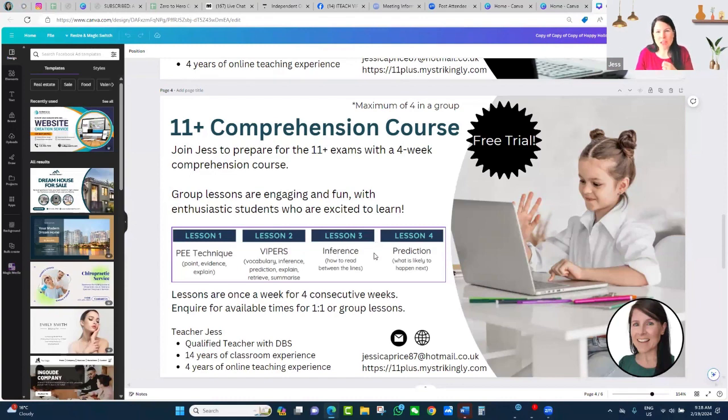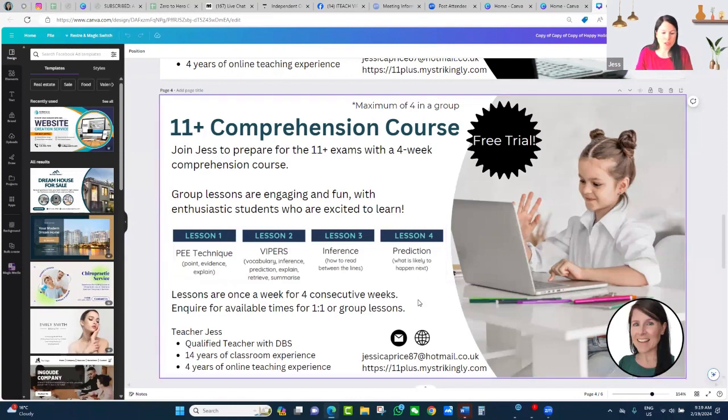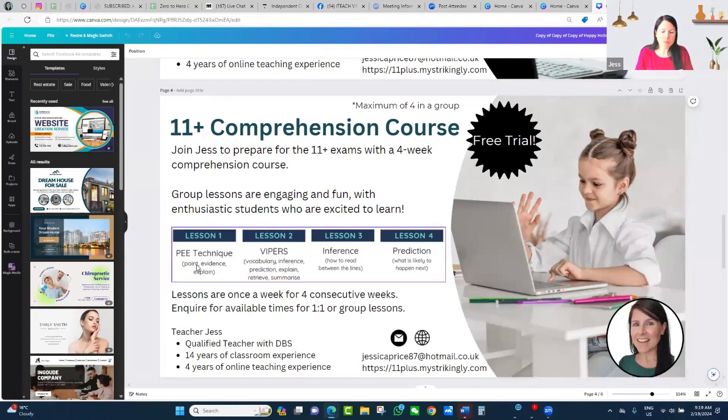And I know it's a lot of information on a flyer, but I felt like they're familiar with these, and to go through some of these themes was quite important for my niche. So PEE technique, you can also extend that to PEEL or PETAL, VIPERS, inference, prediction.